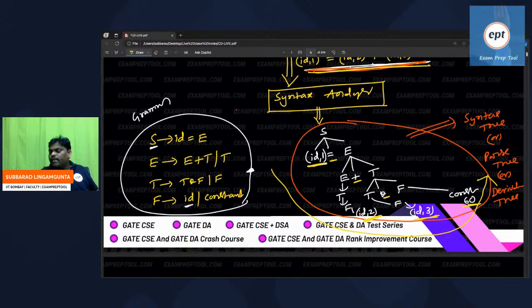That tree is called a syntax tree, which is also called a parse tree, which is also called a derivation tree. You will get everything easily, don't worry. I am just introducing the keywords.